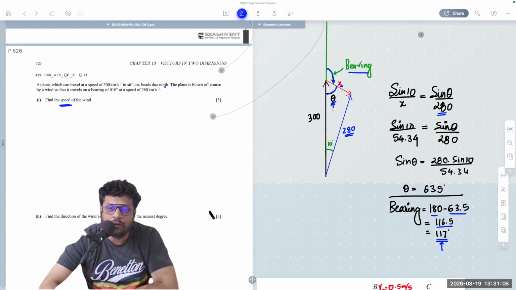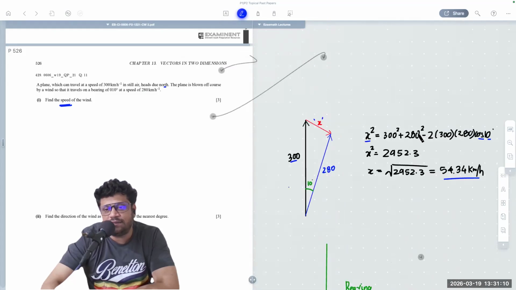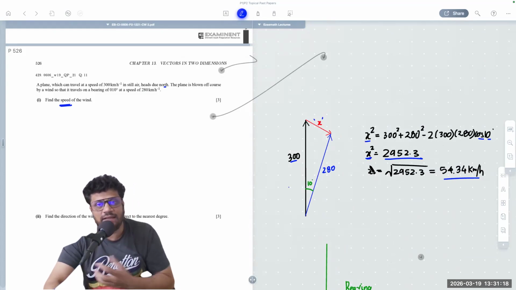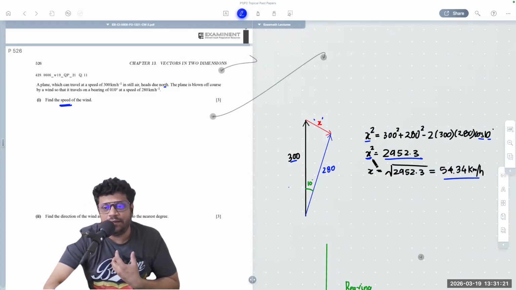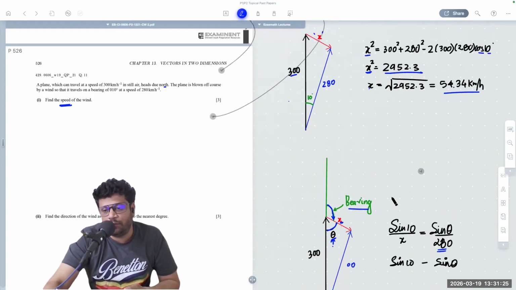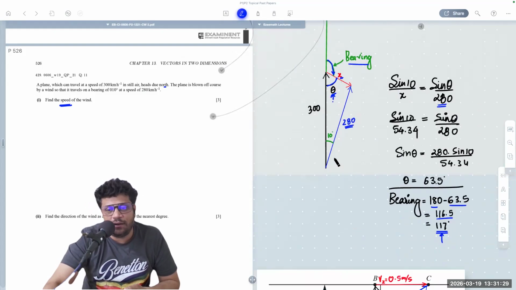Okay, one mistake that people may make with cosine rule is they may write this as the answer for the speed of the wind. Just know that what you get out of this cosine rule is the value of x square, the square of the wind speed. So x is going to be the square root of that, which comes out to be 54.34. Okay, so that was this question. Let's look at another one now.